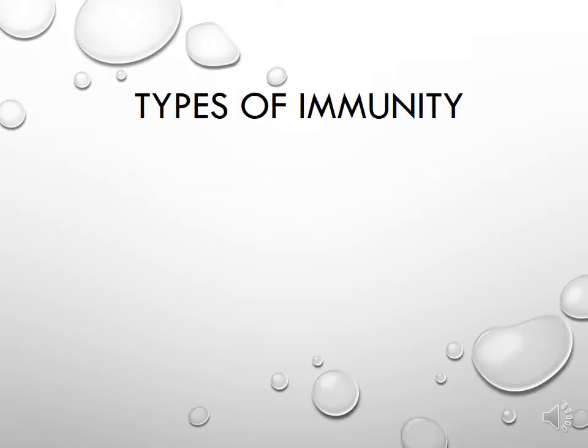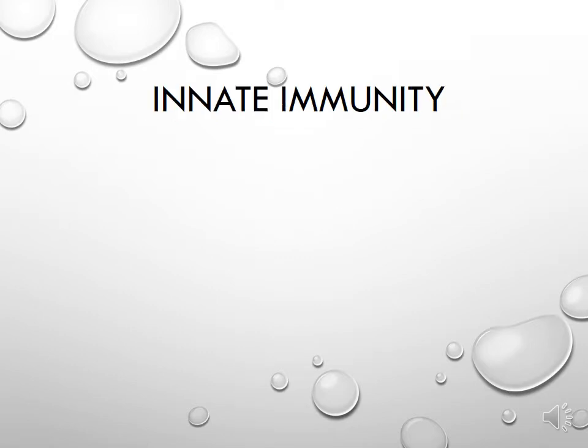So we are going to study the types of immunity, and we'll say there are two types of immunity. One is the innate immunity, and another one is the adaptive immunity. Under innate immunity, we say that innate immunity is the non-specific defense mechanism that a body uses to fight infections. And when we say non-specific, it means that the body responds in a general manner.